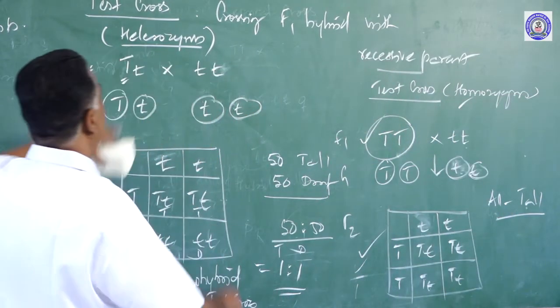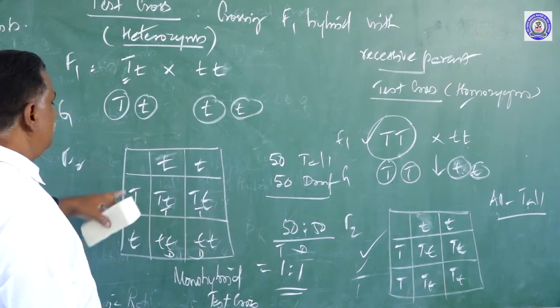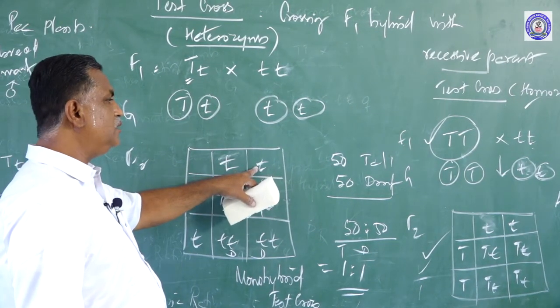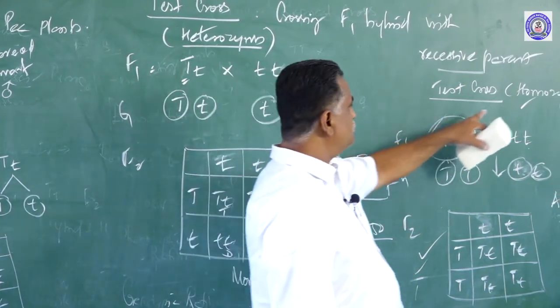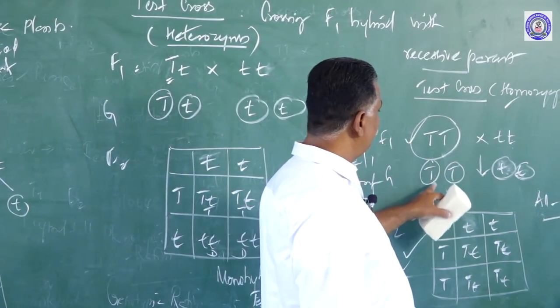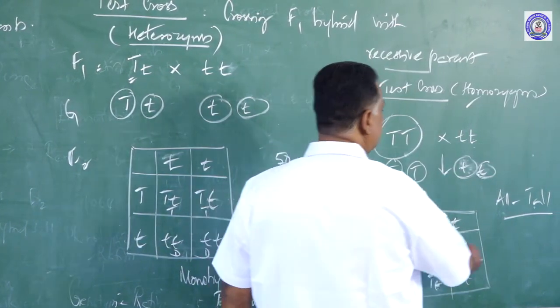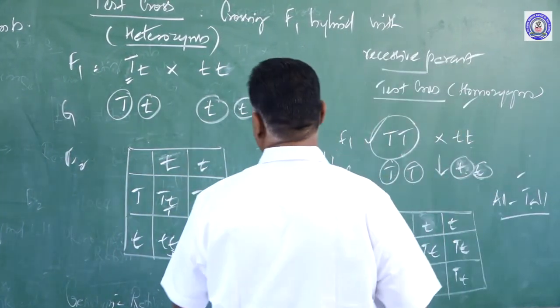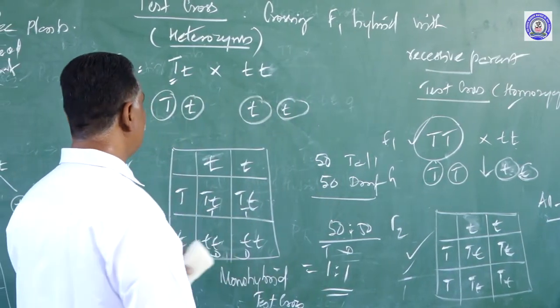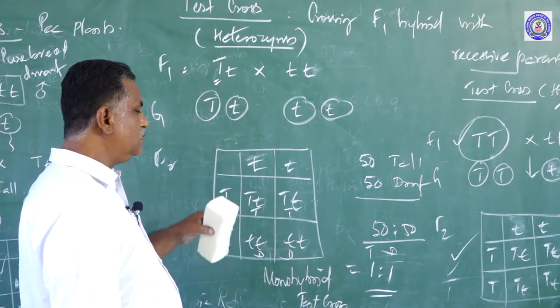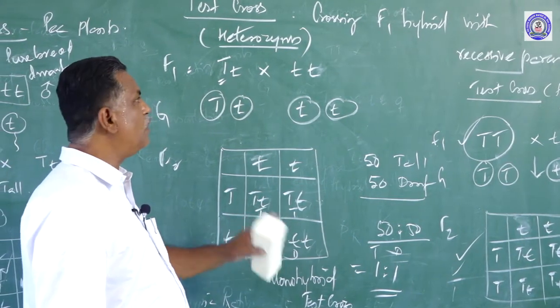It is heterozygous test cross, in which a heterozygous individual is crossed with a homozygous recessive plant, and here a homozygous F1 plant is crossed with a recessive plant, and here the ratio is all tall, as we get in F1 hybrid, and here the ratio is 1:1. So, we would say that the monohybrid test cross ratio is 1:1.